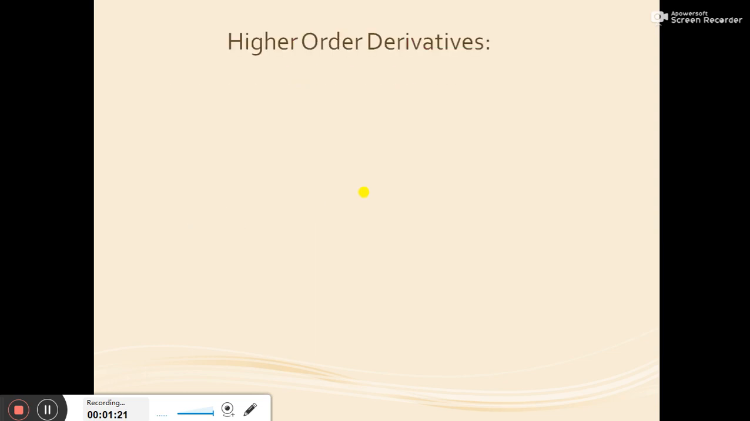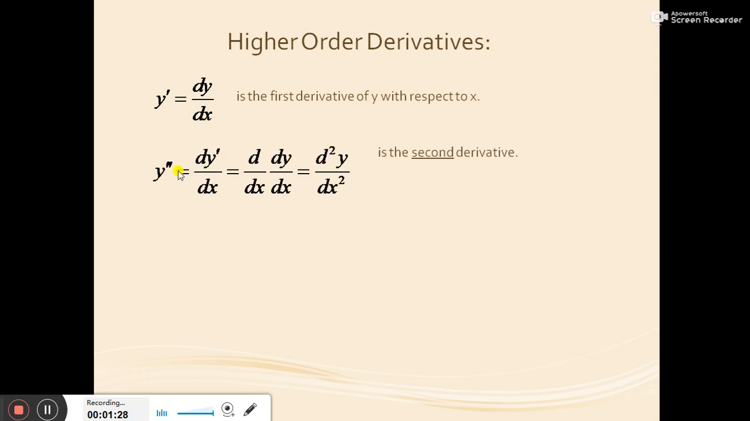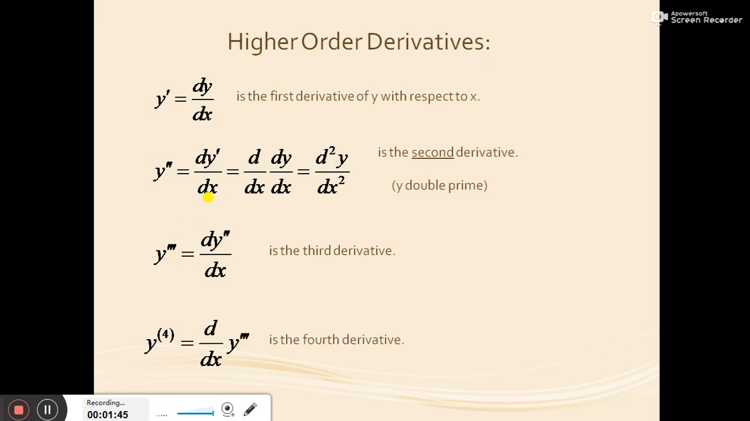And now higher order derivative: dy by dx, that is equal to y dash, is the first order derivative. y double dash, that means d y dash upon dx, that is equal to d square y upon dx square, that is the double derivative. And now differentiating again the y double dash, it becomes the third order derivative y triple dash, and differentiating again this third order, we get y power 4, that means the fourth order derivative.